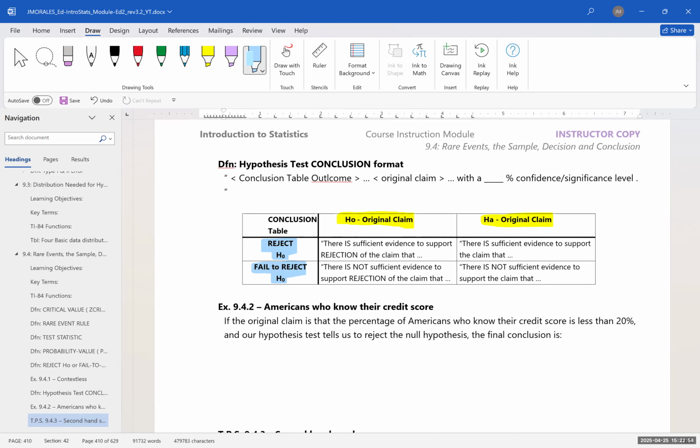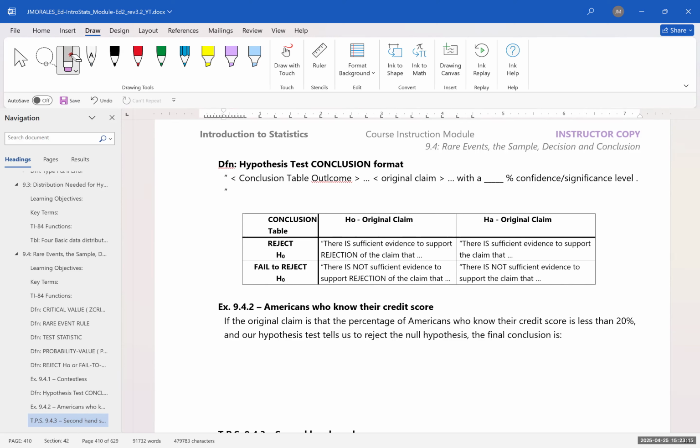Whatever our original claim was, and whether we chose to reject or fail to reject, that's going to dictate which of these four outcomes we're going to end up coming to, and then writing a conclusion at the end.